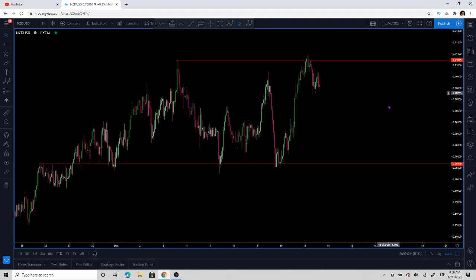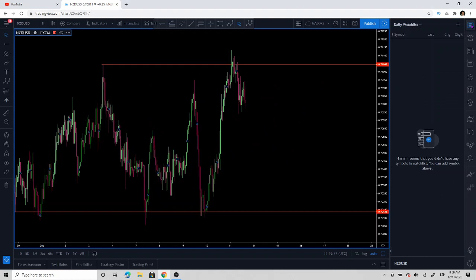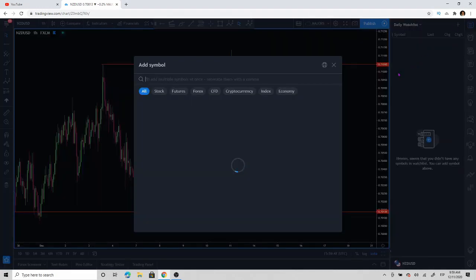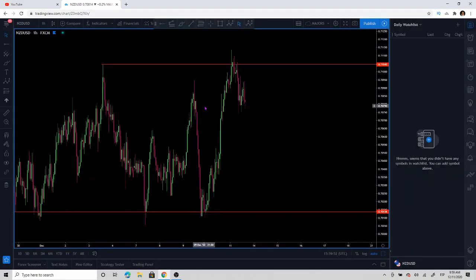So let me do my watch list with you so you can understand how I add to my watch lists. This, in my opinion, is going to be a long, that's why it's a blue one: NZD USD, New Zealand dollar, US dollar.